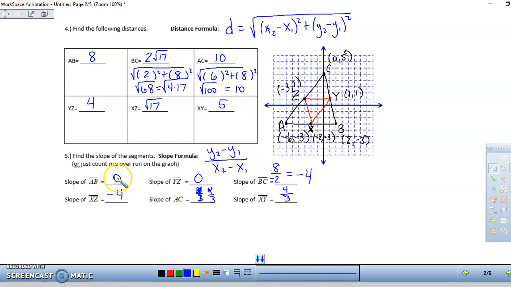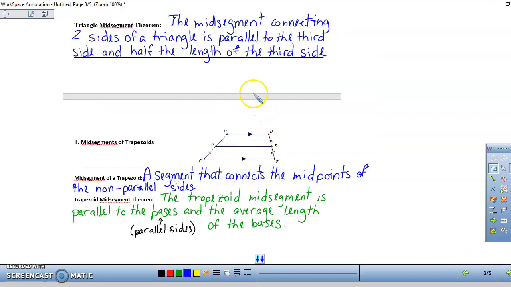With the slopes, you'll notice the midsegment and the side it's not connected to have equal slopes. -4, -4, positive 4/3, positive 4/3, indicating that those are actually parallel. So we did all of this work just to show you how this comes about. So please pause and copy down these 3 definitions and theorems.